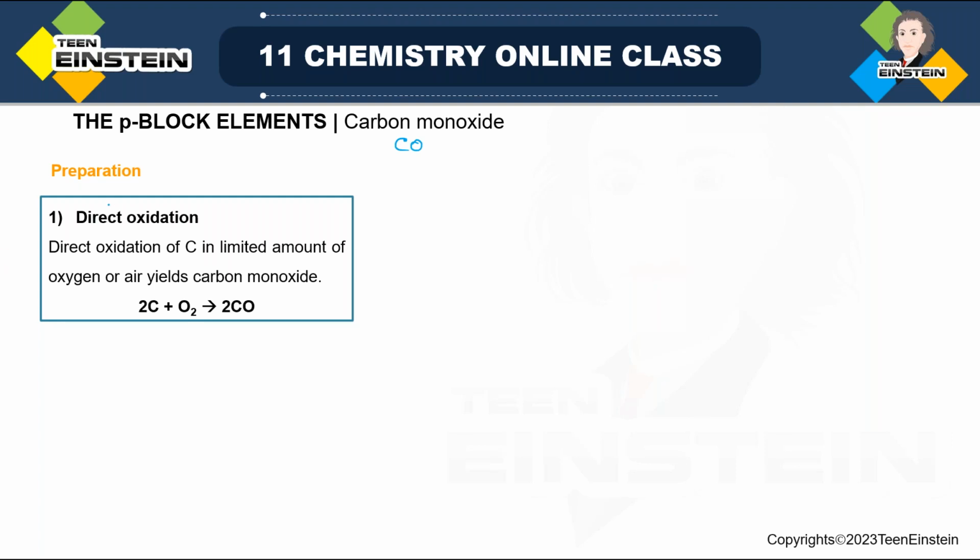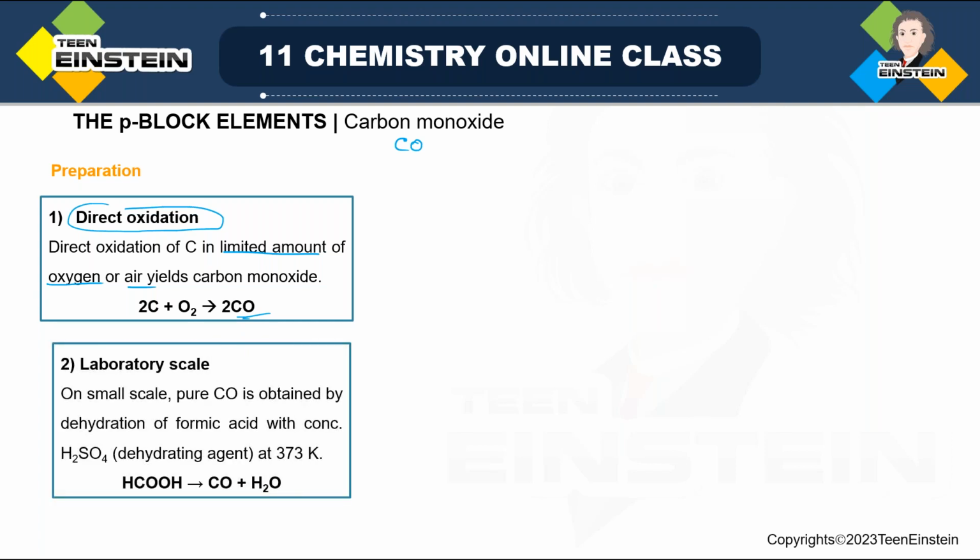The first method, as you can see, is direct oxidation. Direct oxidation means we simply take carbon and oxidize it with oxygen. But remember, it should be a limited amount of oxygen or limited amount of air. Why are we saying so? Because we don't want the formation of CO2. If you have taken enough oxygen, that is stoichiometric with respect to carbon, or if oxygen is very high, then there will be formation of CO2, but that we do not want. We want to prepare CO only. So that is why a limited amount of oxygen or air. Then only we can get carbon monoxide from this reaction.